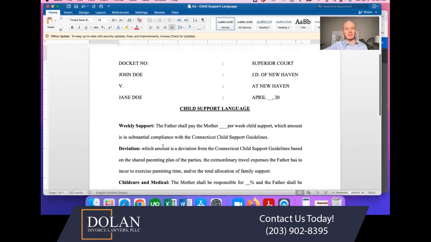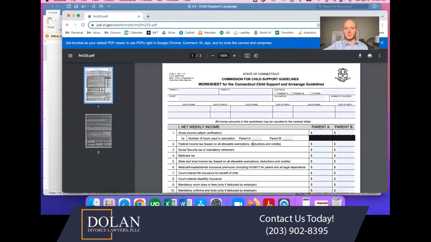So first you want to write the weekly amount. So the father shall pay the mother. Obviously it can be the mother paying the father, but the party paying the other blank per week in child support, this amount is in substantial compliance with the Connecticut child support guidelines. So normally child support is pursuant to the child support guidelines, which are this form.